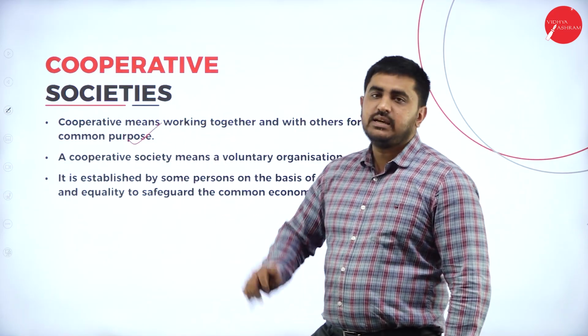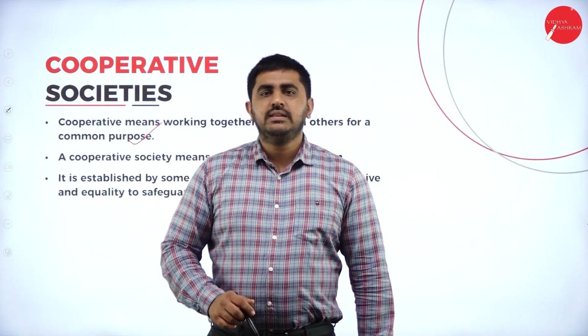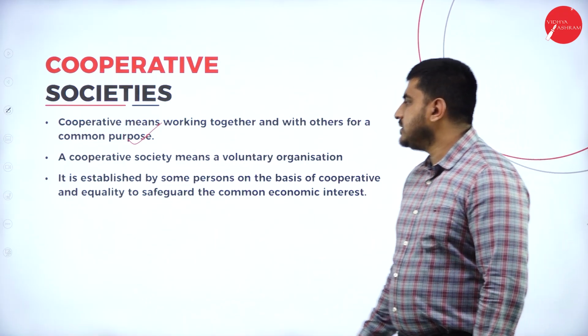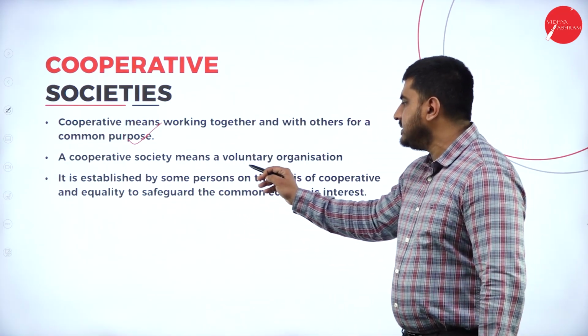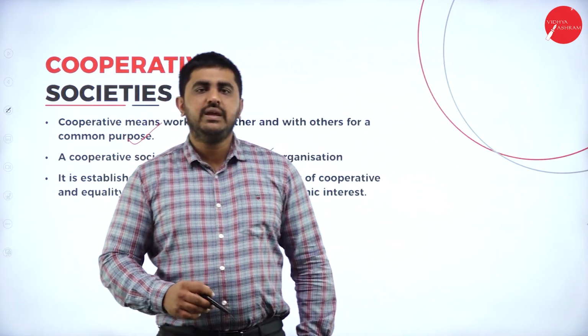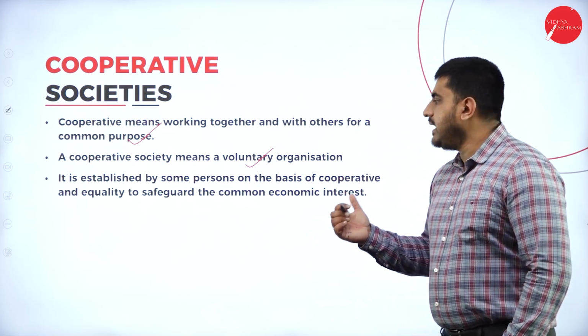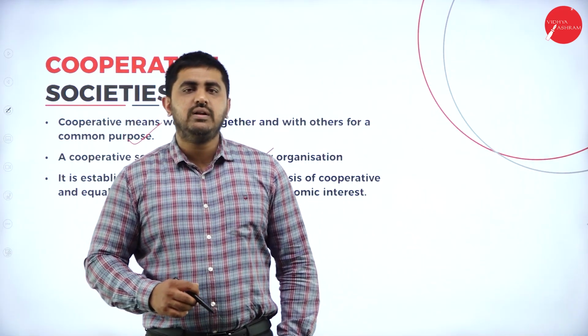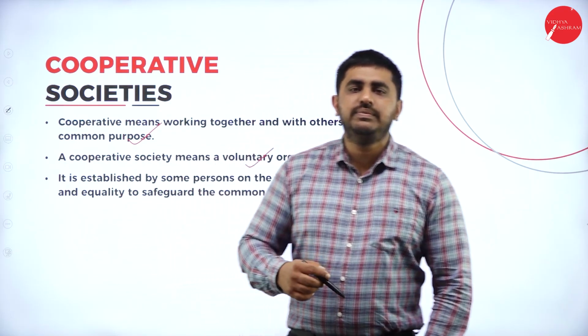So, the basic motto here is not money. They want to help their members financially. So, cooperative society means a voluntary organization. What is the meaning of a voluntary organization? It means they do not have a profit motive. They come together voluntarily, on their own initiative, to help each other.